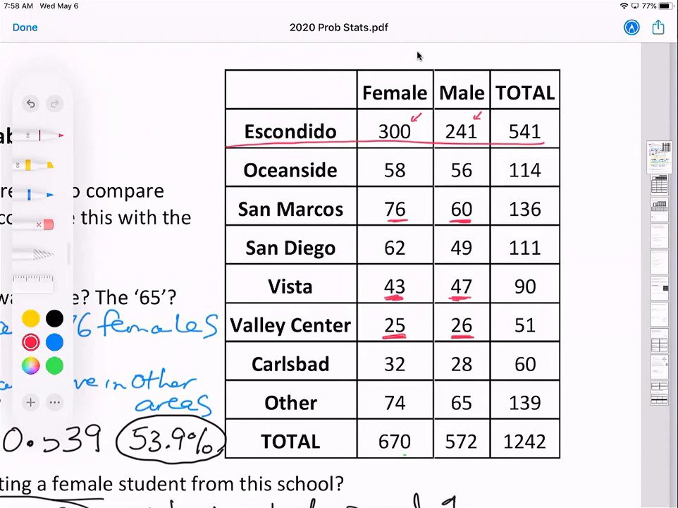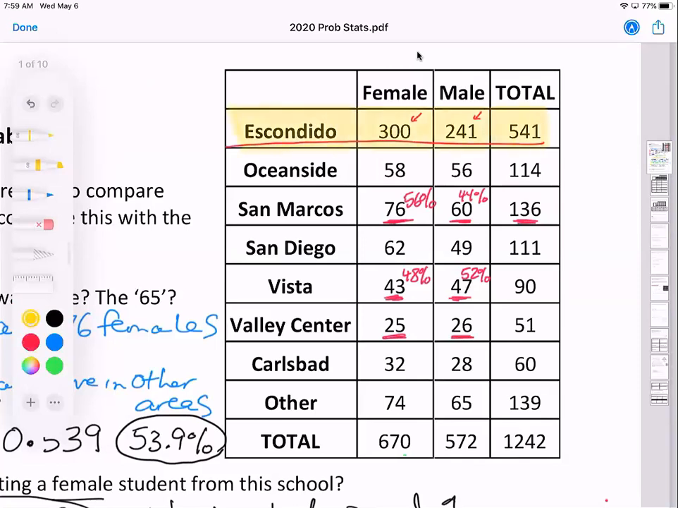So for San Marcos, for instance, if you did 76 divided by 136, that means 56% are females from San Marcos. And then 100% minus that would be 44%. So add those up, that's 100% of San Marcos individuals accounted for. If we did the same thing for Vista, that would be 48% compared to 52%, et cetera. We could do this for all of them, but I think you could probably notice which one looks like the biggest disparity. It looks like Escondido is going to have the biggest disparity.